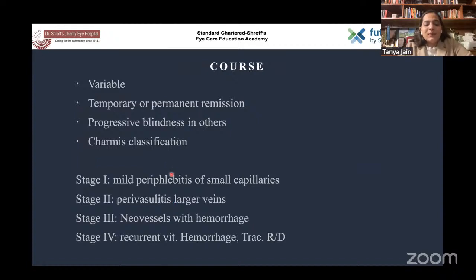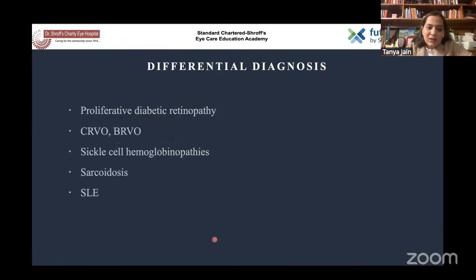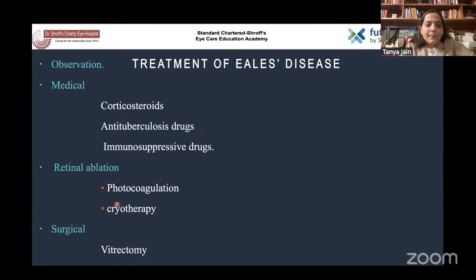So, as I said, there are stages. In stage 1, there is mild periphlebitis. Then it involves the larger veins, then the new vessels, and recurrent vitreous hemorrhages can lead to tractional or sometimes even combined retinal detachment. Differential diagnosis would include PDR, CRVO or BRVO, or usual venous occlusions or sickle cell hemoglobinopathies. Sometimes sarcoidosis. I didn't talk much about sarcoidosis here, but I will after this, and SLE.